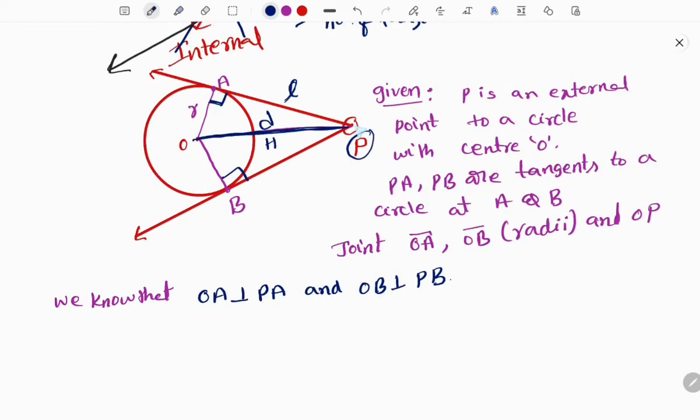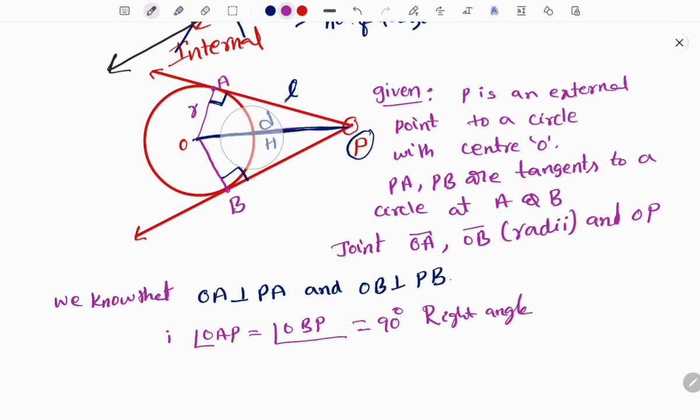Triangle OAP and another triangle OBP. These two are right-angled triangles. In these two right-angled triangles, one angle is 90 degrees. Angle OAP is 90 degrees. Angle OBP is also 90 degrees. Therefore, the first point: angle OAP is equal to angle OBP, which is equal to 90 degrees, the right angle.